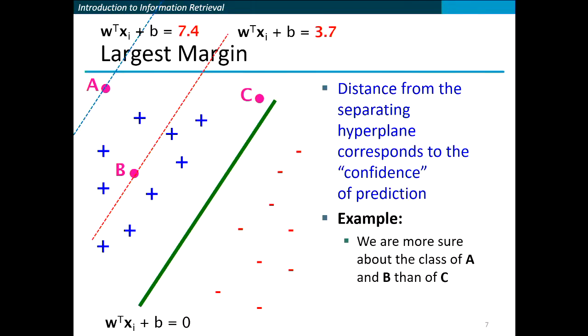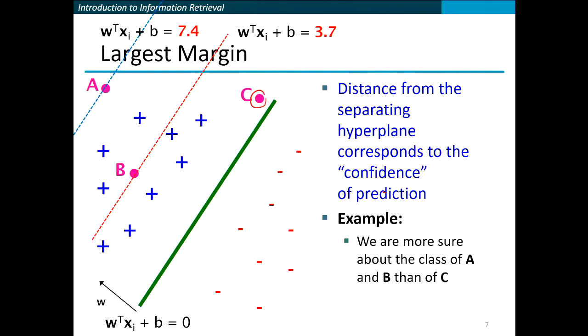Oh, by the way, there is some explanation on the functional margin. This actually corresponds to how confident you are. If you are further away from the middle separating hyperplane, there is more chance that you actually belong to one of the classes. If you are just on the boundary, for example, if you look at C, which is just on the boundary, although it's classified as a positive example, it's done so with much less confidence.